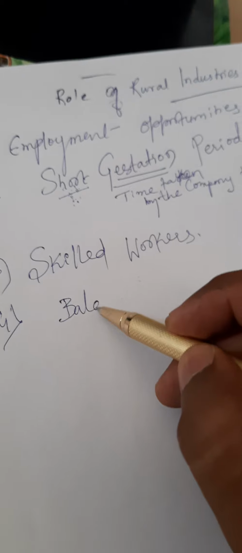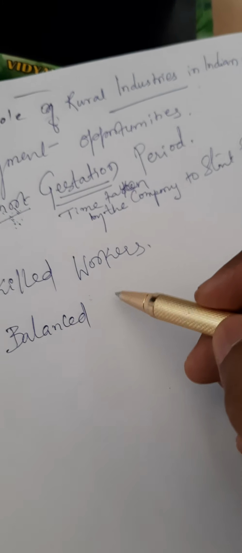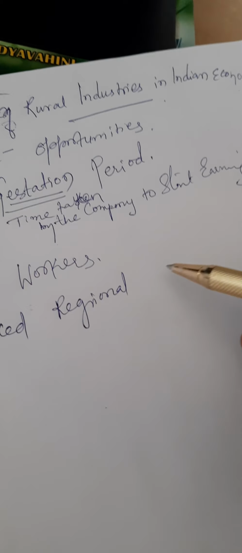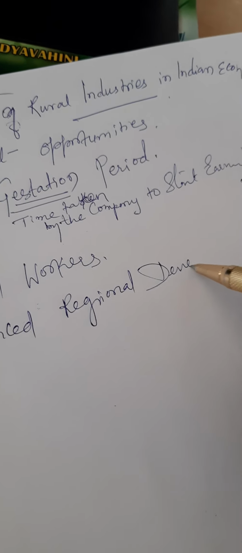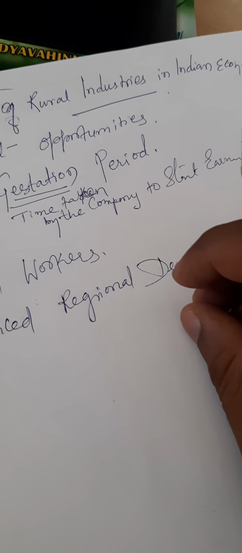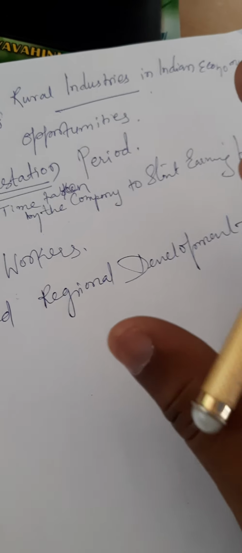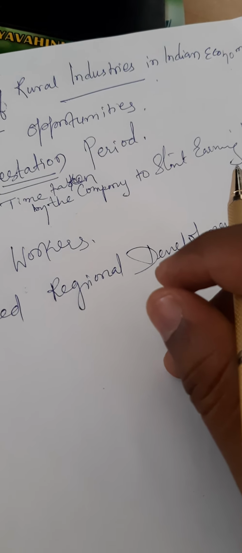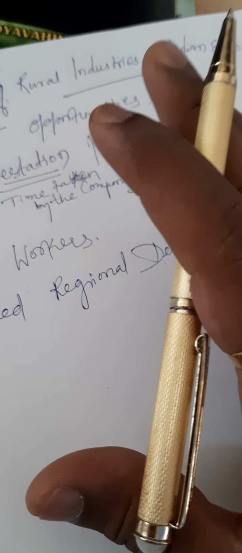Next, the fourth point in this topic is balanced regional development. So one more important role that rural industries provide, or could provide, in the Indian economy is balanced regional development. Since geographically the country is dispersed, village industries are capable of reducing regional disparities.